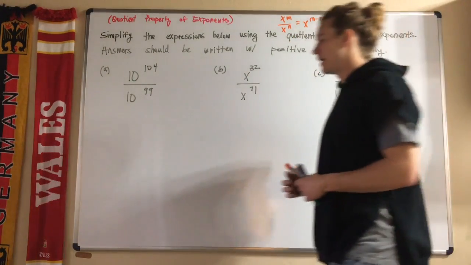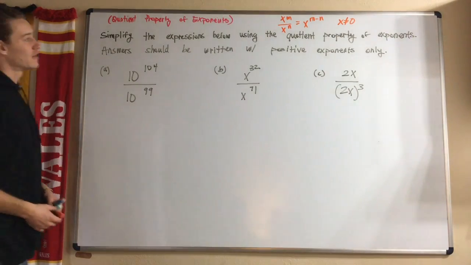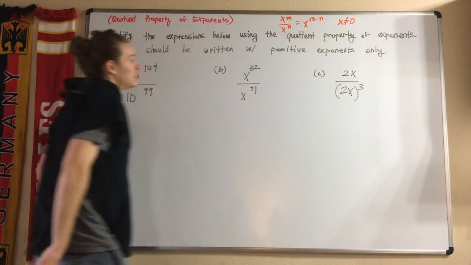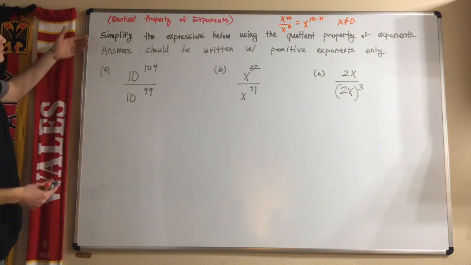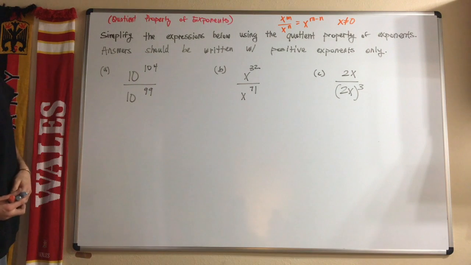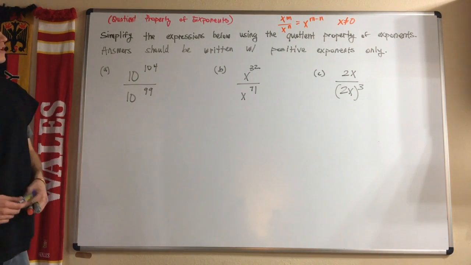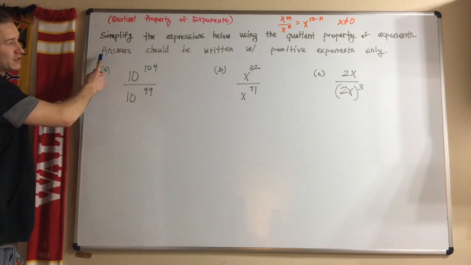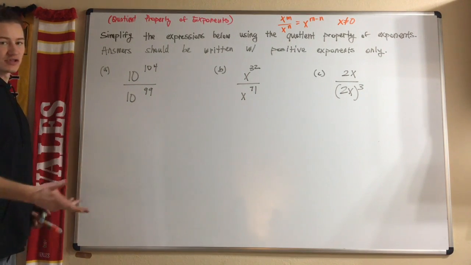So we have this property here about the quotients of powers, and that if we have a quotient of powers, we can just subtract their exponents. So let's look at how we could use this in an example. This problem says simplify the expressions below using the quotient property of exponents. Answers should be written with positive exponents only. So you'll see this stipulation a lot, answers written with positive exponents only. Just be aware of that when you're solving problems.